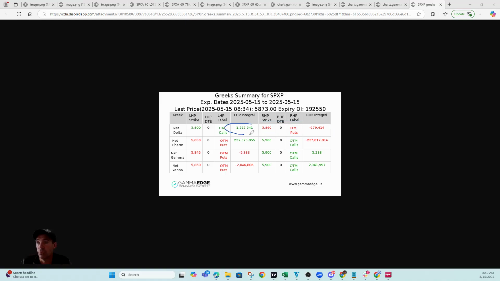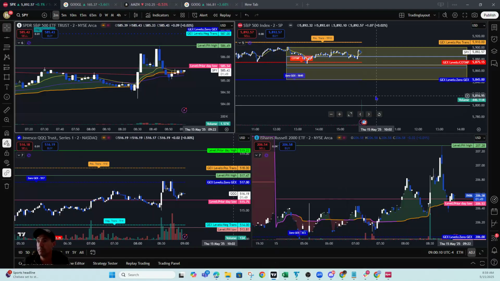But you see the integral really is the left-hand plane integral: in the money calls are dwarfing those in the money puts to the upside. And then Gamma and Vanna, the key sensitivity levels really line up with the other strikes we've talked about in the right-hand plane. So we'll move on to our thesis for today in the TradingView chart.